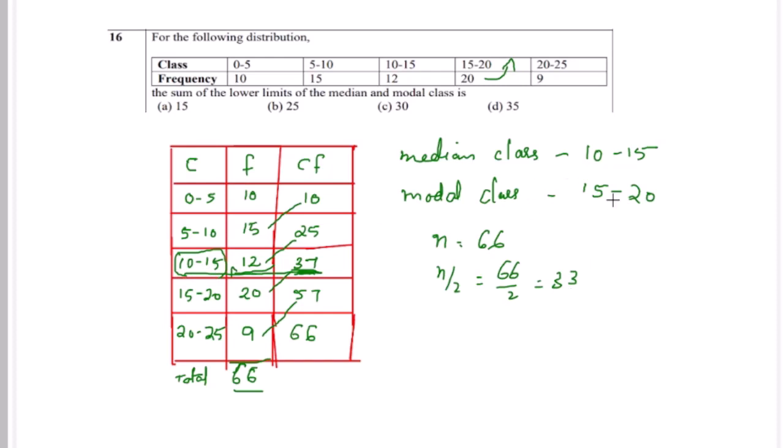So 33, that is n by 2, 66 by 2, 33. So that is 33 you want to find out. Afterwards only you can find out the median class. So it is 10 to 15.